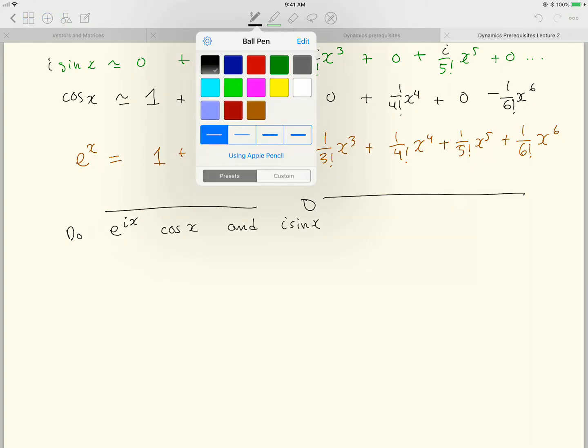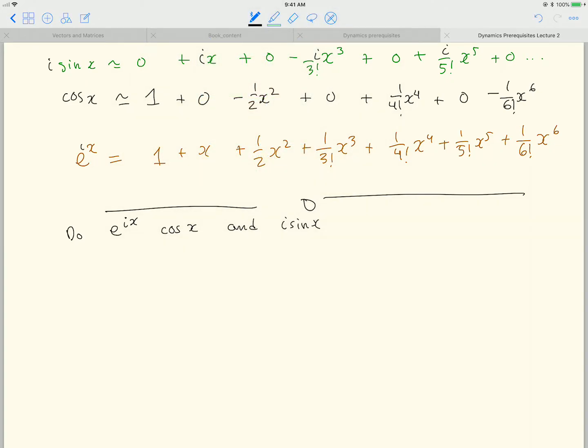e to the ix is a little bit more interesting. So e to the ix, we put an ix here. Wherever we had x, we now multiply times i. So for the next term, we're going to have an i squared. i squared is minus 1, so this becomes a minus 1. The next term we have i cubed, and i cubed is minus i, so this becomes minus i.